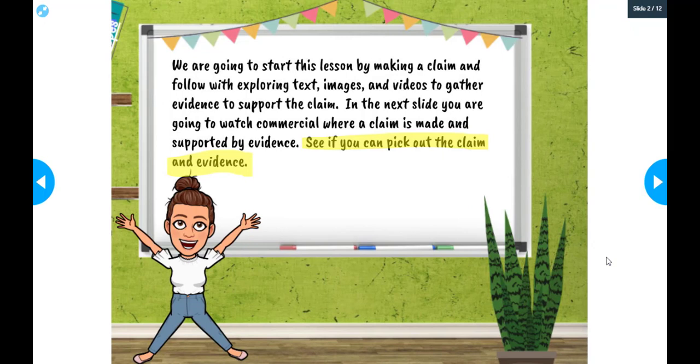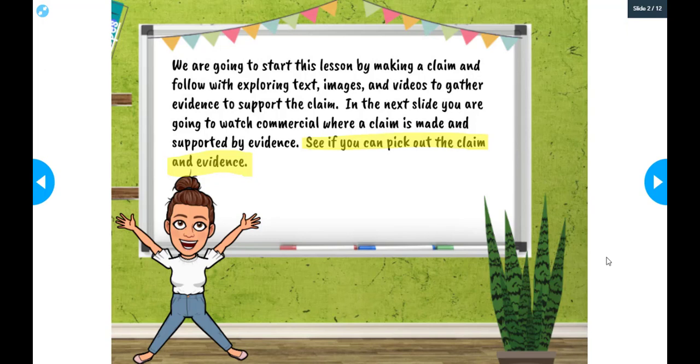We're going to start off by looking at two pictures of cells under a microscope. And I'm calling them microscope A and microscope B. And I'm going to have you make a claim about those cells and support that claim with evidence. So you should have watched the video already.